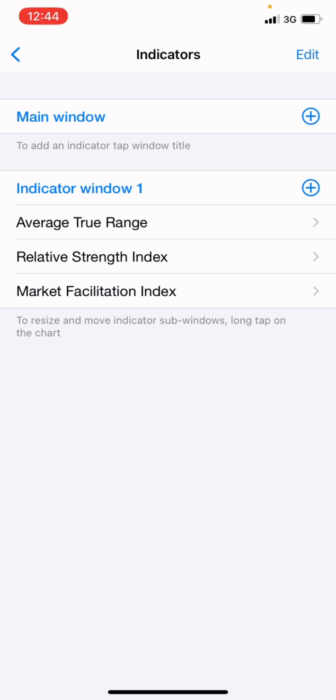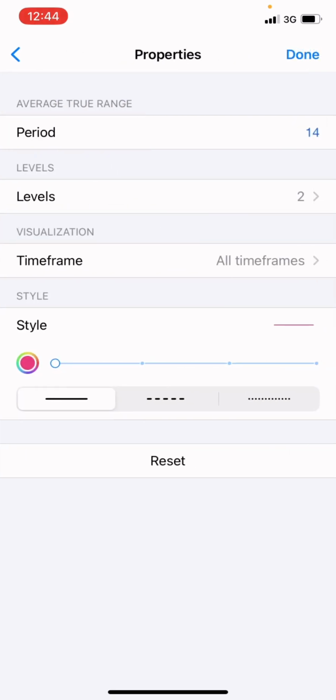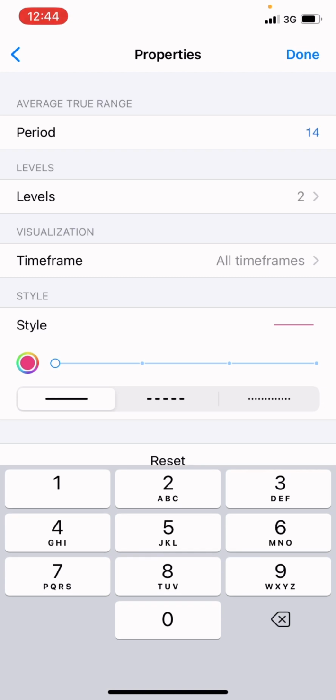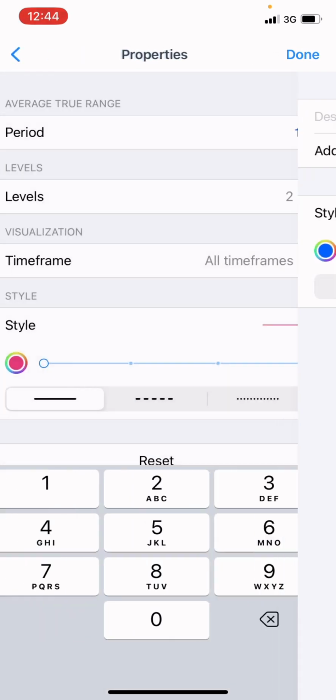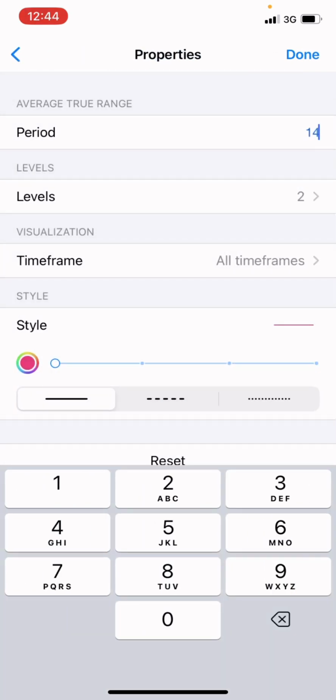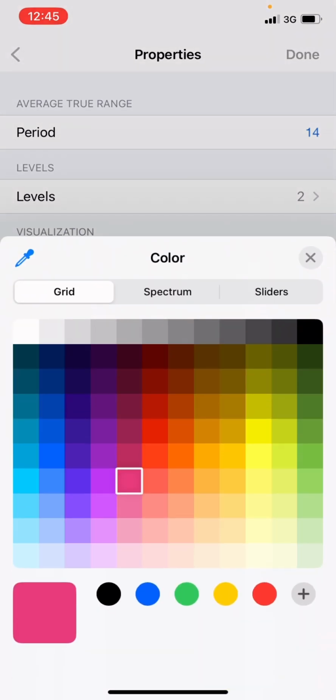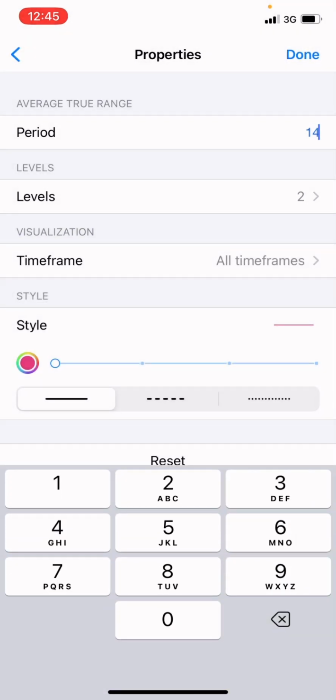Your average true range, the period is going to be 14 and the levels going to be on two levels. The color, you set it to blue and you choose 1 pixel. Then the time frame, you set to all time frames, and the style, you set it to 1 pixel, and the color, you use red. Okay, you use red or you use brown, just as you see right here.